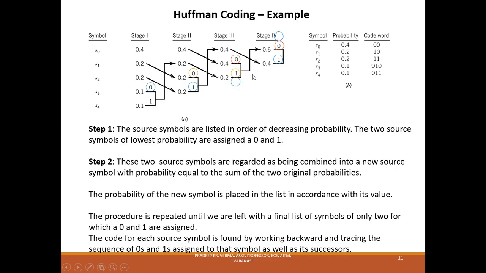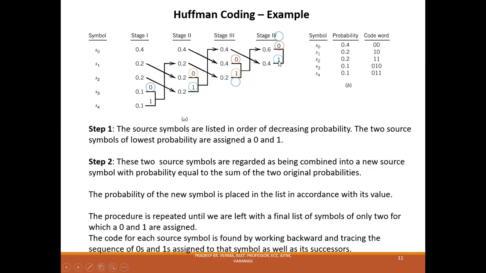In stage 4 we will then again arrange these probabilities in descending order, that is 0.6 and 0.4, and in stage 4 we are left with only two probabilities. Then we will stop at this moment and then assign the codes. So we will assign 0 to the upper symbol and 1 to the lower symbol, as can be seen by the red circle here. We have assigned 0, and by the blue circle we have assigned 1.